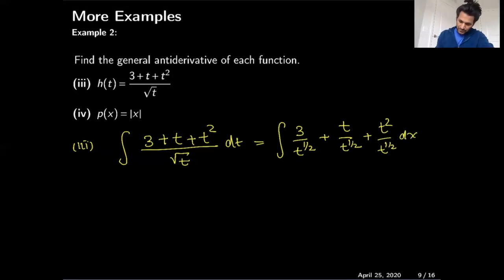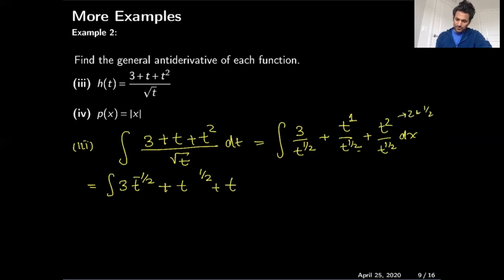And therefore this will give us 3t to the power negative 1/2. That is t to the power 1 minus 1/2, which is positive 1/2, because the exponent is 1 and the denominator exponent is 1/2. So it will subtract when you go into the top, and therefore this one will be t to the power 2 minus 1/2, which is 3/2.